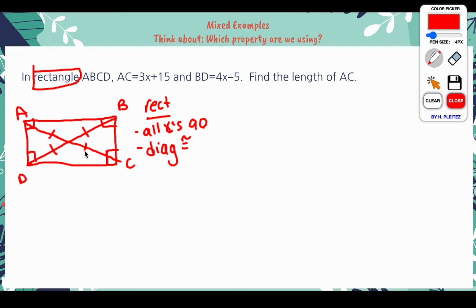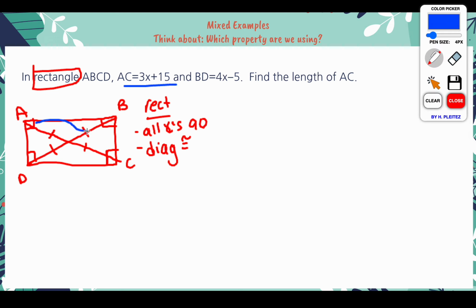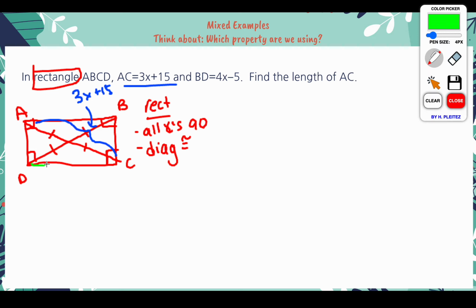So let's label now. We have AC, which I'll use colors because our picture can get messy. AC, that whole thing is 3x plus 15, and then BD, which is this whole thing, is 4x minus 5, and it wants the length of AC.